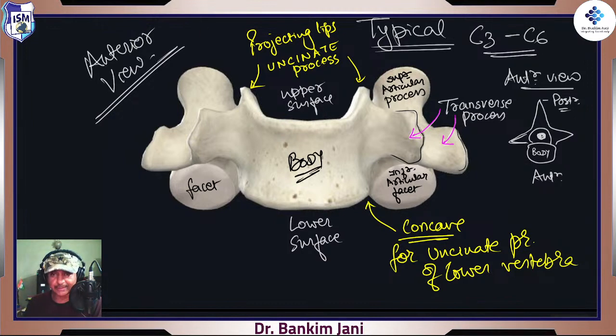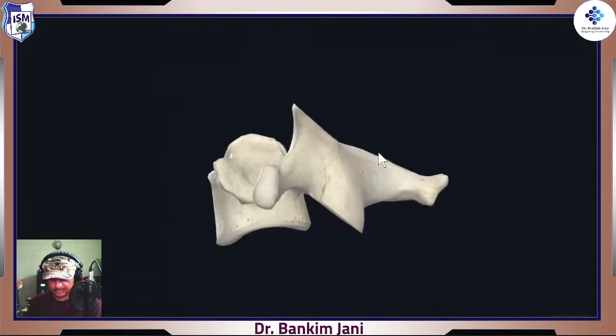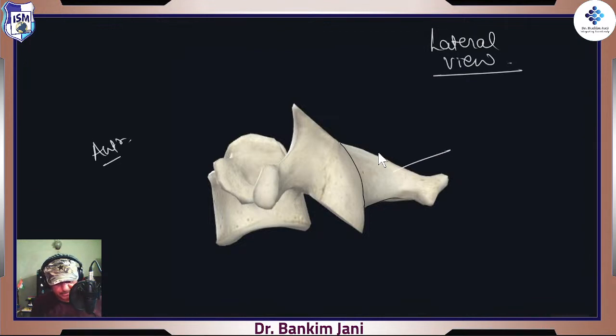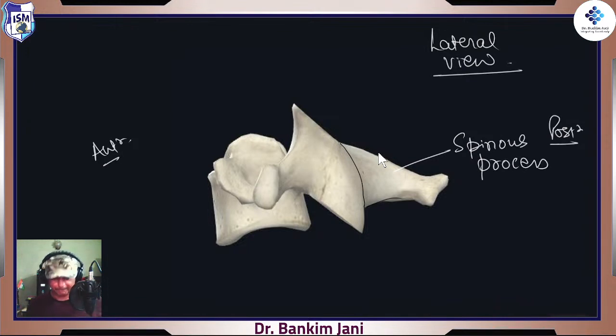Let's move on to the second image. See, we are watching it from the side. So this means this is a lateral view. This is the typical one, so it has got all the structures. We'll draw it like this. This one is going back, so this one is anterior and this one is posterior. This one is the spinous process. And this one would be the body. Well, no marks for that. It is so easy.